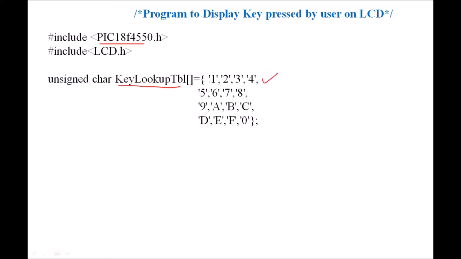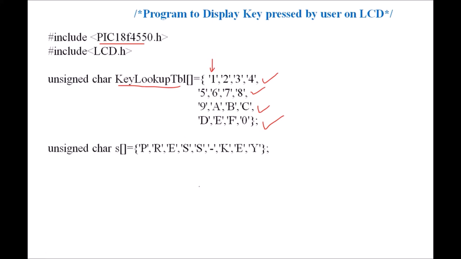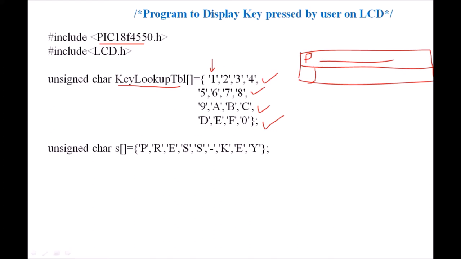In one row we have 4 keys, so it is written like this. We'll use a pointer to point to the keys of this lookup table. So we have stored the values of keys here. Then on the first row of the LCD, we are going to display a string, that is press key. The string press key will be displayed on the first row, and the key pressed by the user will be displayed on the second row. For that, this string is stored in an array, unsigned char, with the name S given to the string.